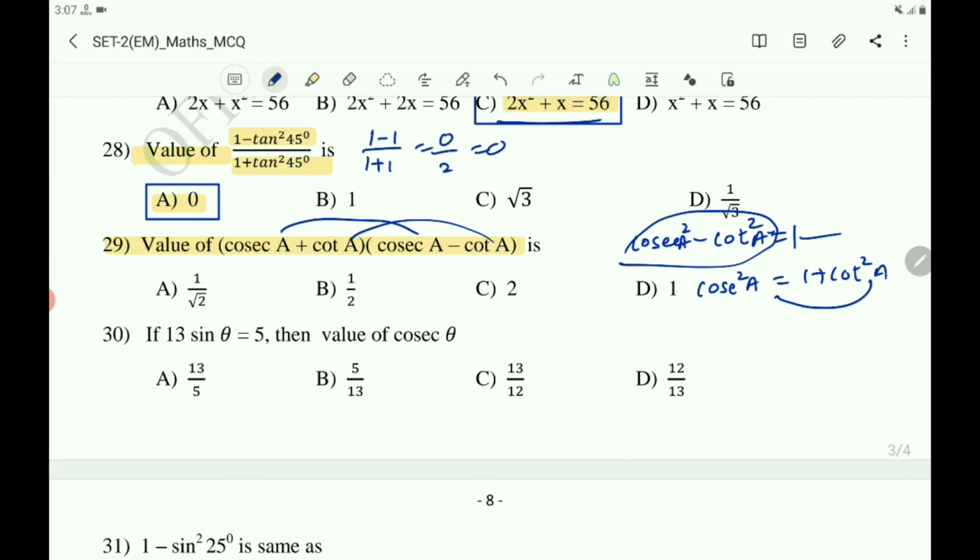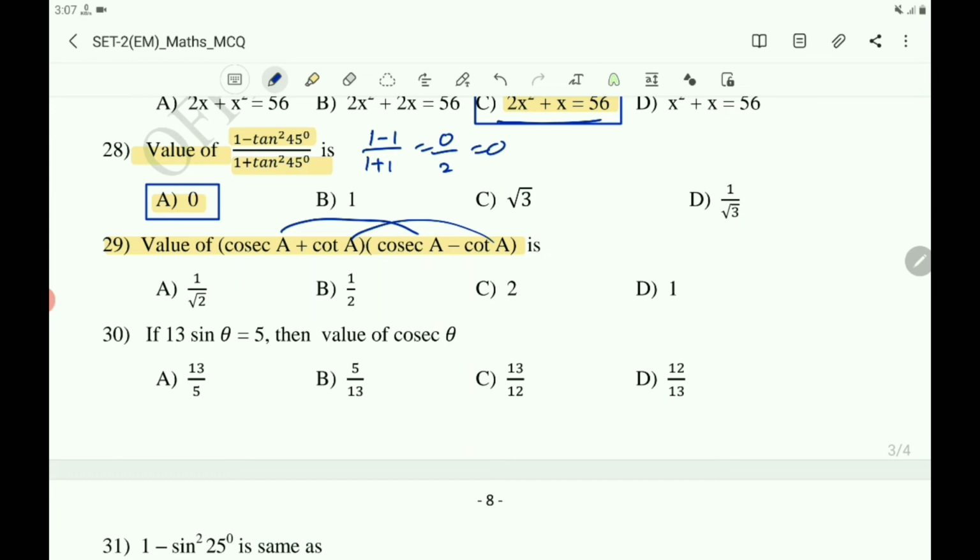So what is the answer here? Option D is the answer. Note down the answer, D. Option D.